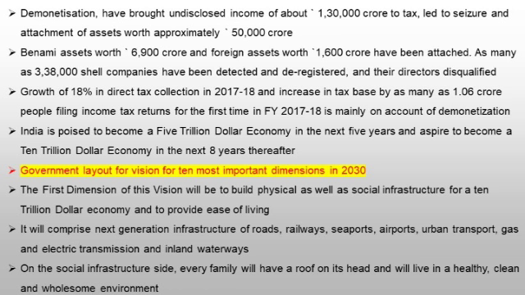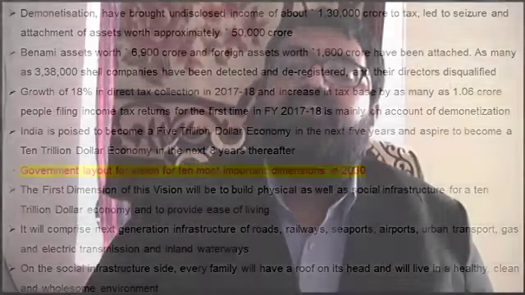The next one, the government is arguing that demonetization has brought undisclosed income of almost 1.3 lakh crores, which has led to the attachment of assets worth 50,000 crores. And 6,900 crores of benami assets have been identified. 3.38 lakh crores of shell firms have been detected. Shell firms are those companies, friends, which just exist on paper. They are used to launder money. So this government has heavily cracked down on these shell firms.